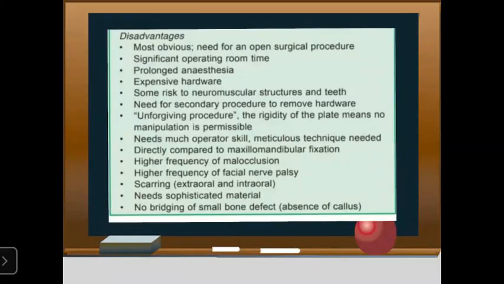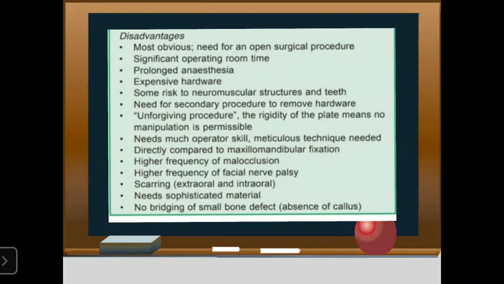Disadvantages, most obvious is the need for an open surgical procedure, significant operating room time, prolonged anesthesia, expensive hardware, some risk to the neuromuscular structures and teeth. There is need for secondary procedure to remove the hardware. It can be an unforgiving procedure as the rigidity of the plate means no manipulation is permissible.